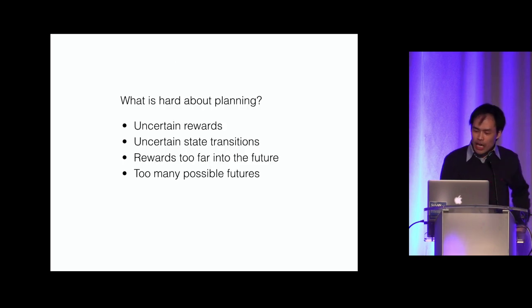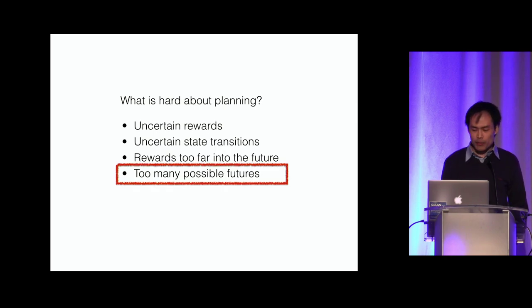So what's hard about planning? A couple of things are hard: uncertain rewards, uncertain state transitions, rewards that are too far into the future. But today I'm going to talk about too many possible futures.